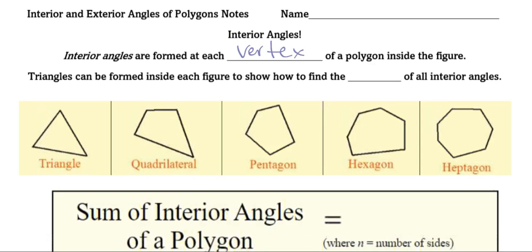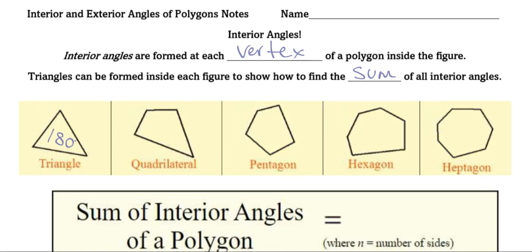A polygon is just any sort of closed shape. Any number of sides is fine as long as it's closed, which means it doesn't have any openings in it. Then it's called a polygon. So triangles can be formed inside to show how to find the sum of all interior angles. So we're pretty familiar with triangles at this point.